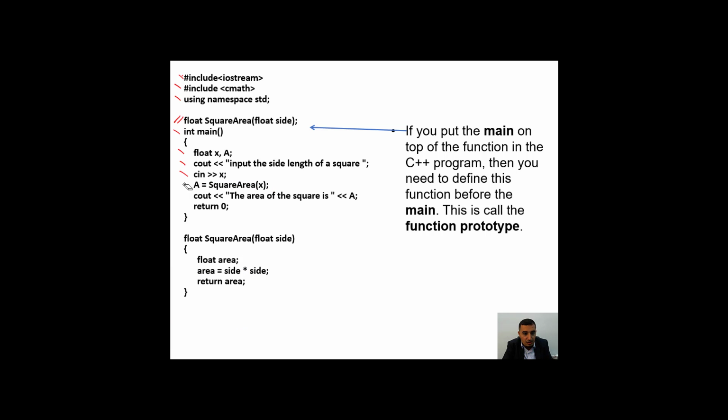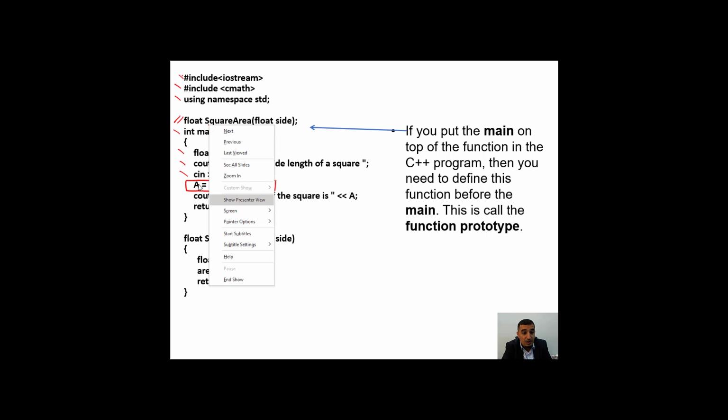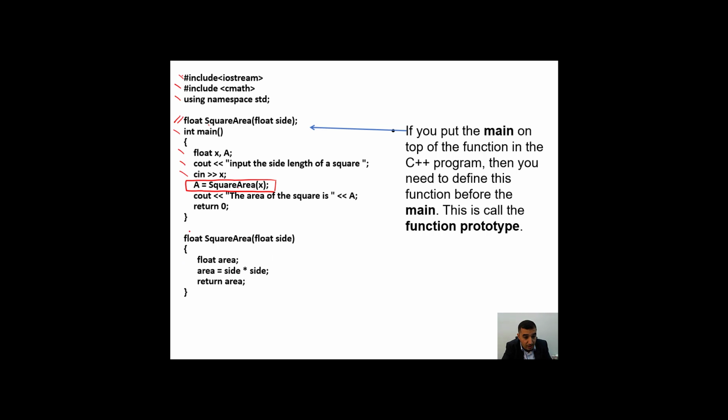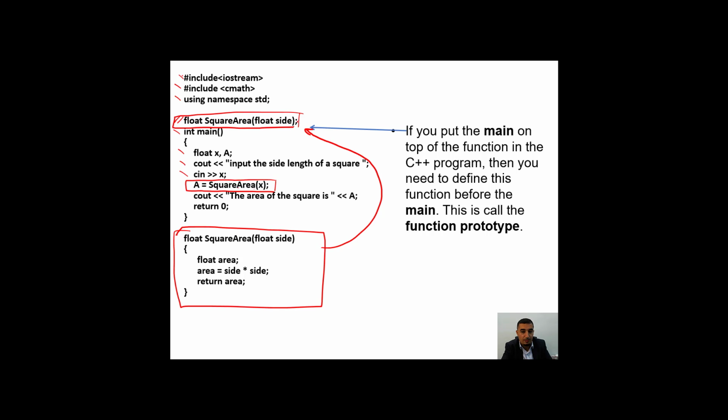this function over here. Now in this function over here, we will say A square area. But if the prototype is not here, we did not know what's a square area because square area is placed underneath our program. So we have two options. Either we move square area above the integer main program, or we add the function prototype.